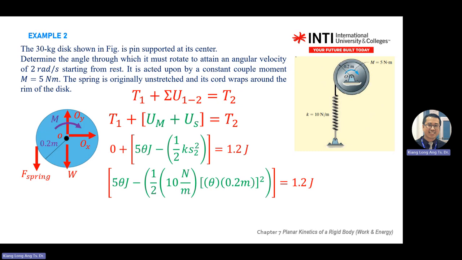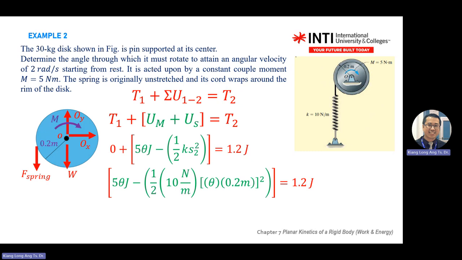Because of the spring, when you rotate, how much the spring is pulling is the same as the angle. So you use this approach: S equal to R theta, the S that is moving equals R theta. So you put in there R theta, R is 0.2. Okay. So again, this one is important for chapter 7. You might forget this one, but V and F, most of the careless mistakes.